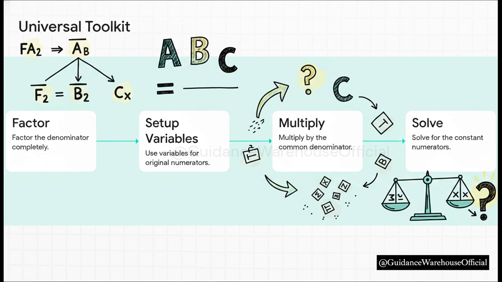Step 1, and listen, this is the absolute most crucial starting point. Factor the denominator. If you don't factor the bottom correctly, nothing else works. Step 2, set up your variables. We'll just use placeholder letters like A, B, and C for our unknown raw ingredients. Step 3, multiply everything by the common denominator to wipe out those messy fractions entirely. And finally, step 4, solve for those constant variables. Now, let's actually see this in action.